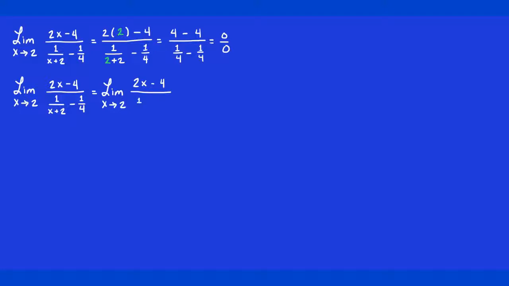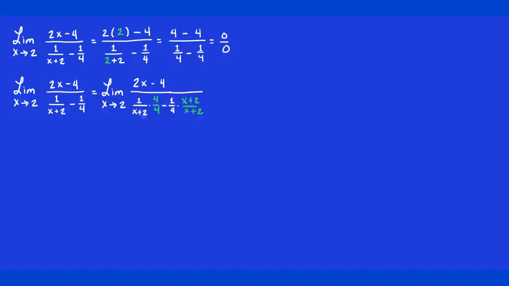Below we have 1 over x plus 2, and to get the common denominator we have to multiply by the other denominator, which is 4. It would be 4 over 4, then minus 1/4 times the other denominator, which is x plus 2. So we multiply by x plus 2 over x plus 2. I'm going to stretch the line here because it looks kind of ugly.